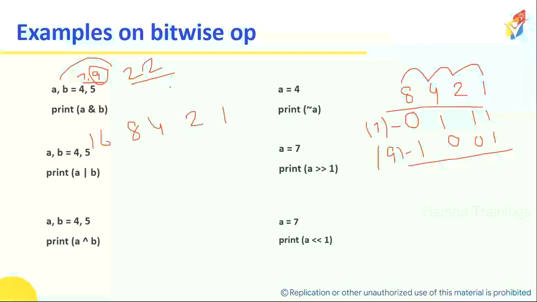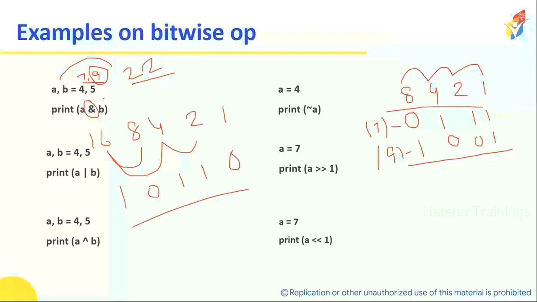Now, how to get 22? 16 plus 8, how much? 24. So 16 plus 4 is 20, and 2. So the answer will be 1 0 1 1 0. Is it okay? If you know these notations, you can do anything.